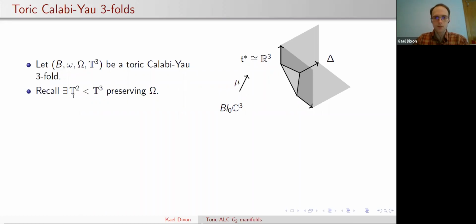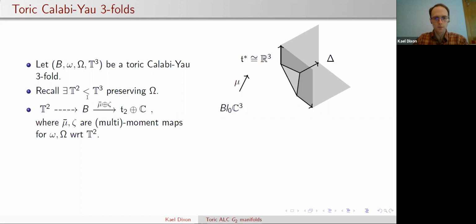And so it turns out that you get a nice picture if you make a mu bar, restricting the regular moment map just to the two-dimensional part, and then you get a multi-moment map zeta corresponding to the three-form omega, and this ends up being complex valued because of this complex valued volume form. And then you've got a nice representation here of the T2 orbit space by these multi-moment map images, which I denote by this dotted line kind of diagram.